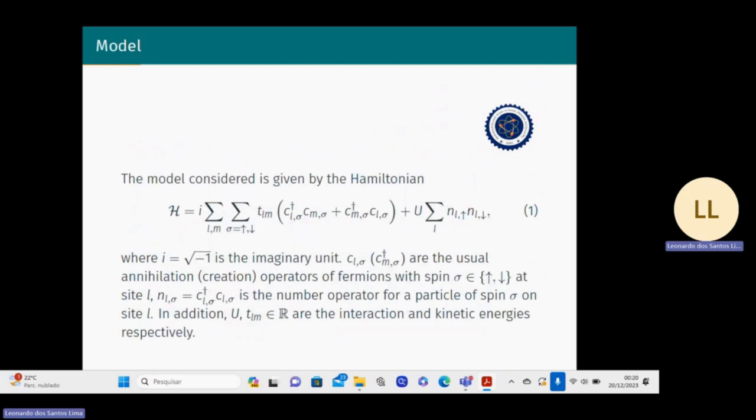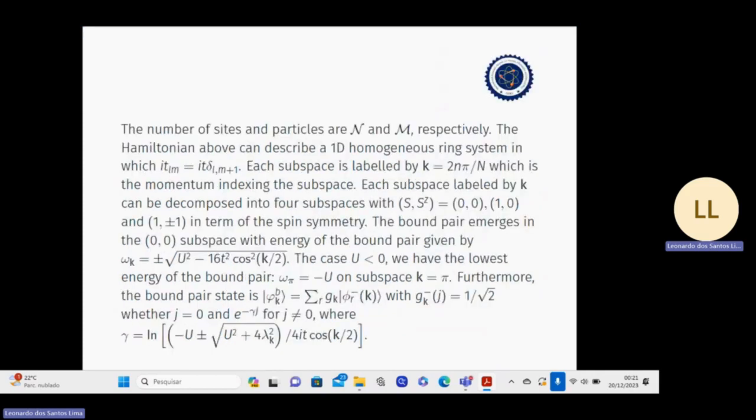The model that we consider is given by the Hamiltonian, where we have the imaginary kinetic energy given by the first term and the potential interaction U. The number of sites and particles are N and M respectively. The Hamiltonian above can describe a 1D homogeneous ring system in which the imaginary kinetic energy strength is given by this equation. Moreover, we have the subspaces labeled by a wave vector K, which is the momentum index in the subspace.